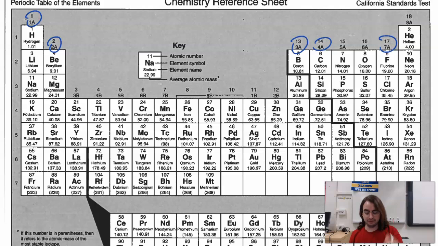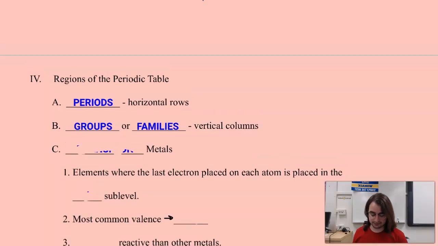But we also have the periods along the other side here: 1, 2, 3, 4, 5. It's kind of like coordinates, right? So if I told you that something was in group 2, period 5, you would know that I was talking about strontium. And that was kind of the point of organizing it in such a way. But each one of these groups has different characteristics.